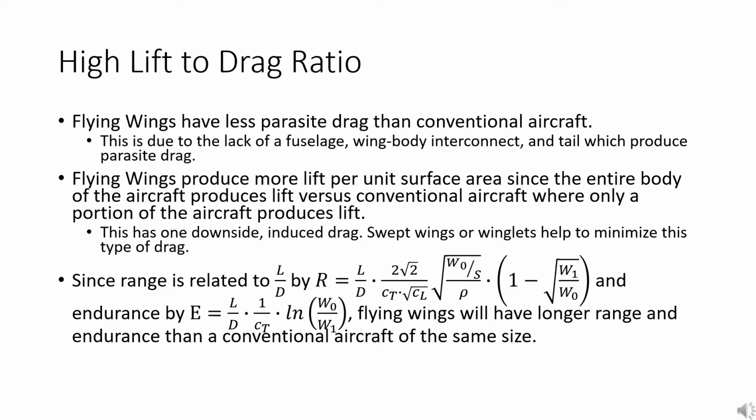Induced drag, however, is proportional to the lift. So this means that flying wings generally generate more induced drag than conventional aircraft. This is mitigated through certain design choices such as wing sweep and the addition of winglets at the ends of the wings. A high lift-to-drag ratio means that flying wings have longer range and more endurance than conventional aircraft. I have provided the Breguet equations for range and endurance for jet aircraft to show that both range and endurance are directly proportional to lift and to lift-to-drag ratio.